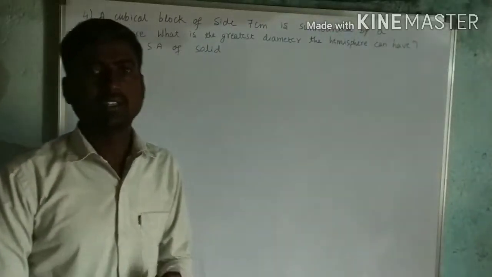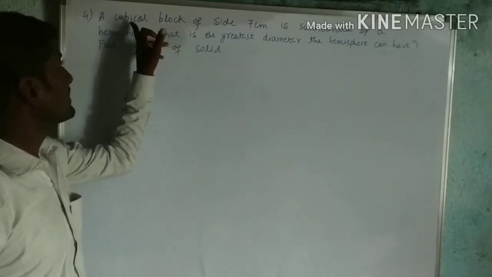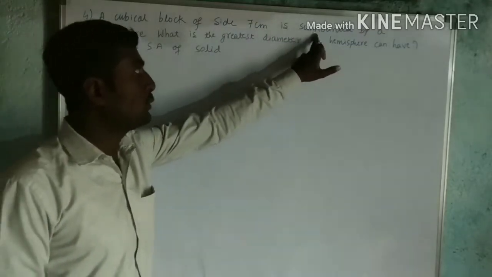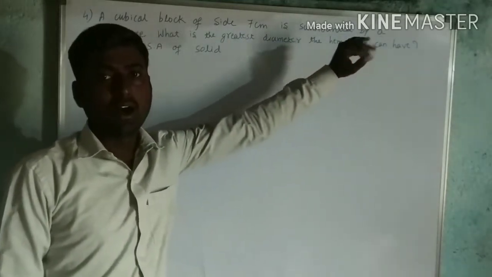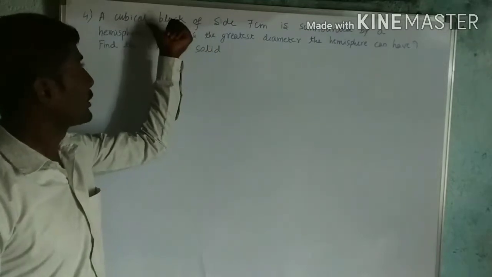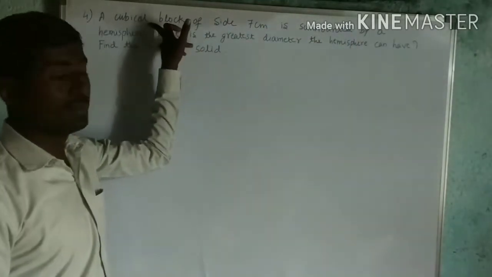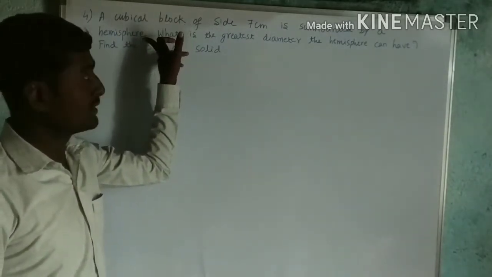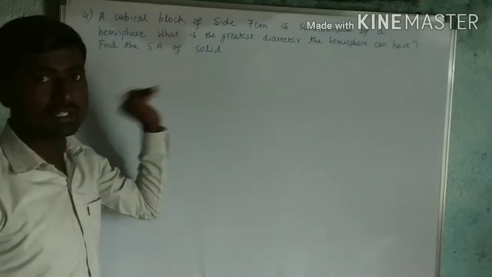Hi dear students, now we shall discuss the fourth question in the first exercise. The question is, a cubical block of side 7 cm is surmounted by a hemisphere. Here the word "surmounted by" means on the top of the cube there is a hemisphere. If "on" were not there, the cubical block would be on top and the hemisphere downside. Okay, so here the hemisphere will be on top and the cubical block downside.